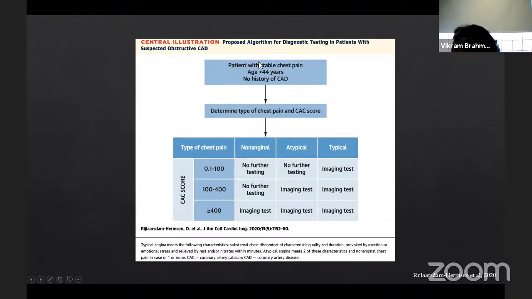So if we look at this sort of algorithm here, really in this lower risk group, unless they really had typical symptoms or other concerning clinical findings, further testing could be deferred. Whereas those with the calcium score of 400, really regardless of what the nature of the chest pain is, they should go on to functional testing.